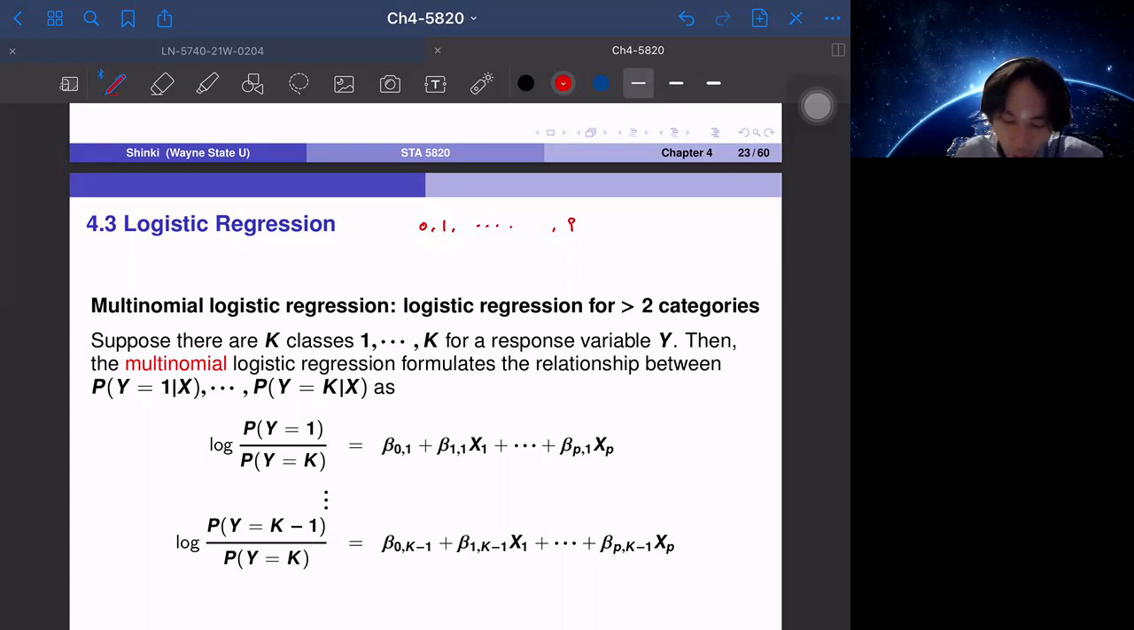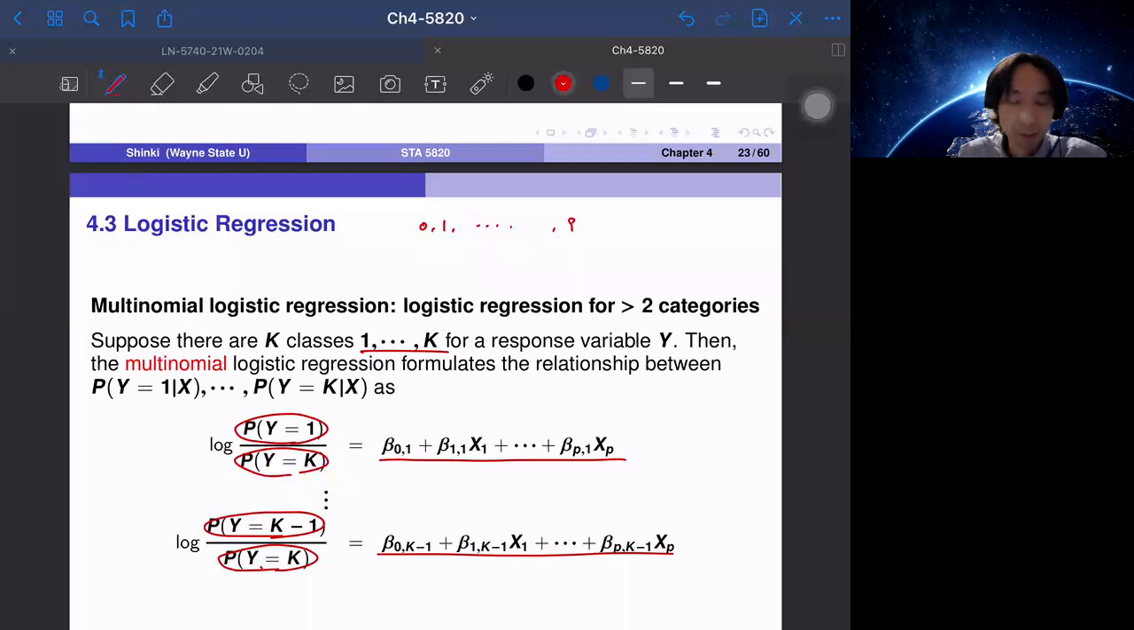Multi-category cases. If we have more than 2 categories, we can still apply logistic regression. The method is that we set a baseline. Suppose we have k classes, 1 to k, and take the probability of y equal to k as the baseline. We then consider the odds ratio for each of the other classes, class 1 to class k minus 1. This ratio can be modeled by a linear function, so the log of the odds ratio is a linear combination of predictors.